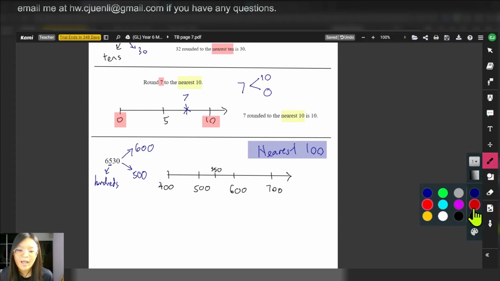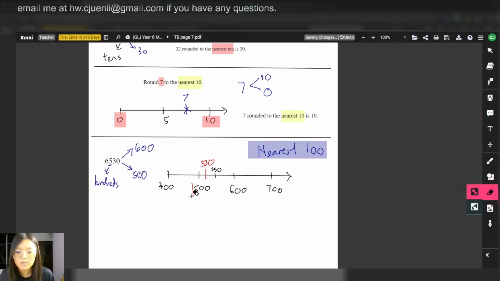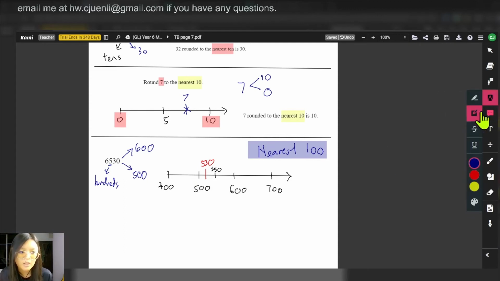So let us look at 530, which is smaller than 550. So you can actually write it around here, 530. So it's actually closer to 500 and not 600. All right, if you prefer me to highlight, I would actually highlight it so you can see it much more clearly.